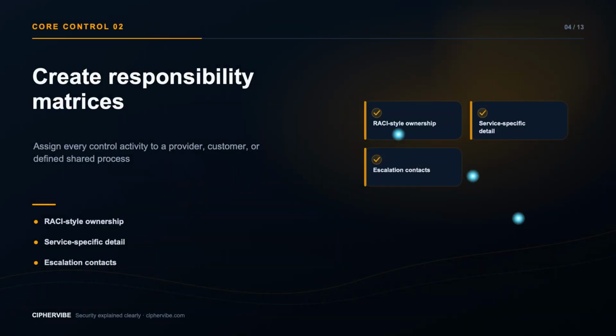The second building block is create responsibility matrices. For critical services, document who configures, operates, monitors, tests, responds to, and evidences each security control. Include customer teams, provider responsibilities, managed service partners, and incident escalation paths. A useful matrix names the action, not just the party.